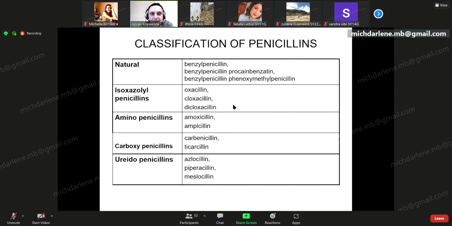Penicillins. Penicillins are antibiotics synthesized in nature by Penicillium strains. Today, the classification of penicillins actually contains 6 generations. This picture contains only 5, but I will give you the 6th generation too. All of these generations are different in their features, their advantages, and their spectrum of action.